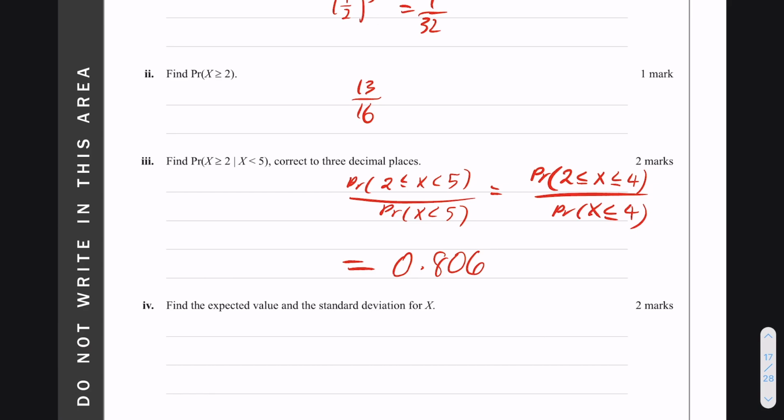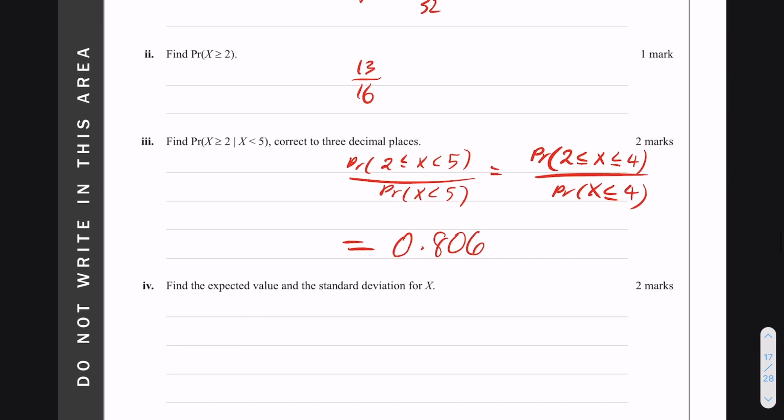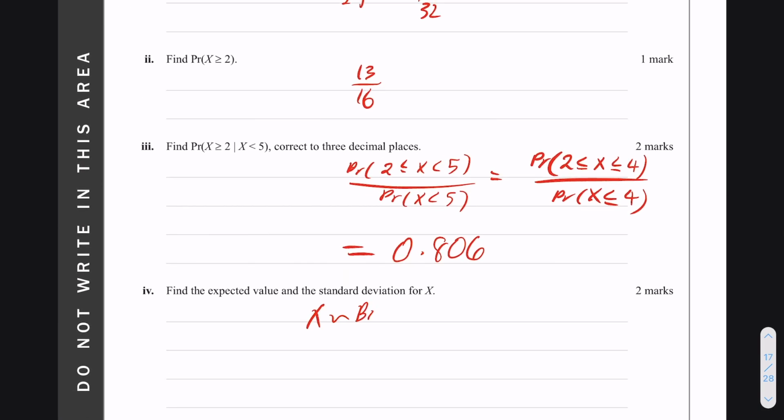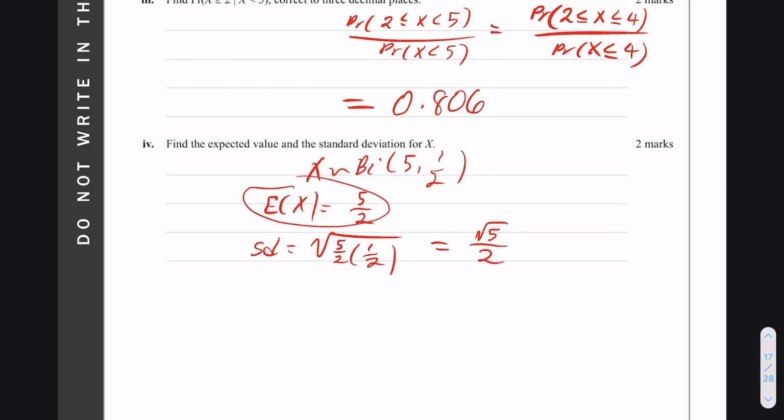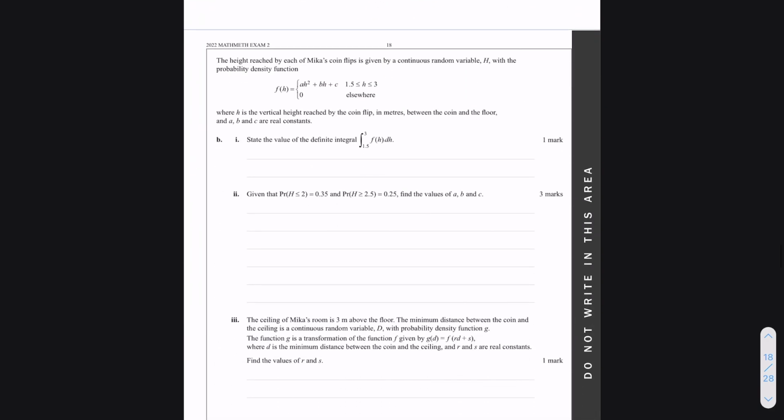Okay. Expected value and standard deviation. Well, that's not too bad. If we have x is binomially distributed 5 and 1/2, the expected value is 5 times a half, so 5 over 2. And our standard deviation is the square root of np times 1 minus p, so 5 over 2 times 1 minus p, which is 1/2. And that is root 5 over root 4, which is 2.